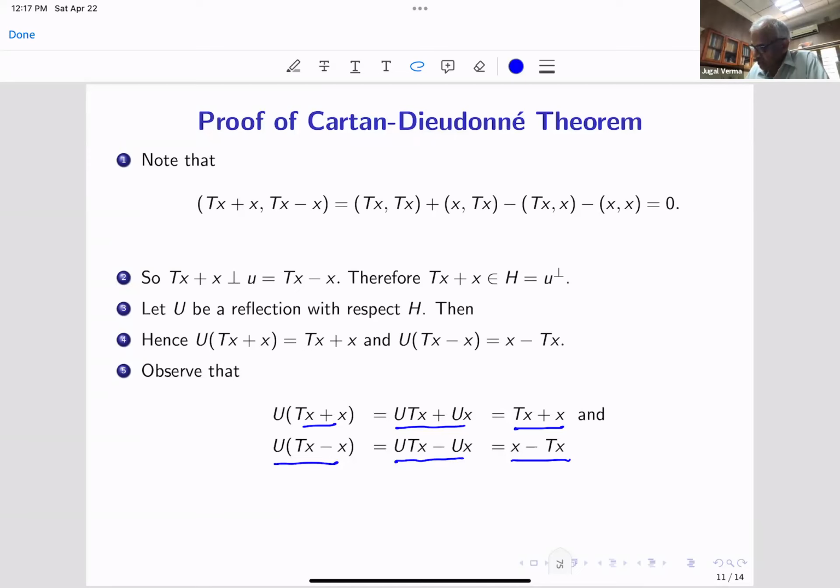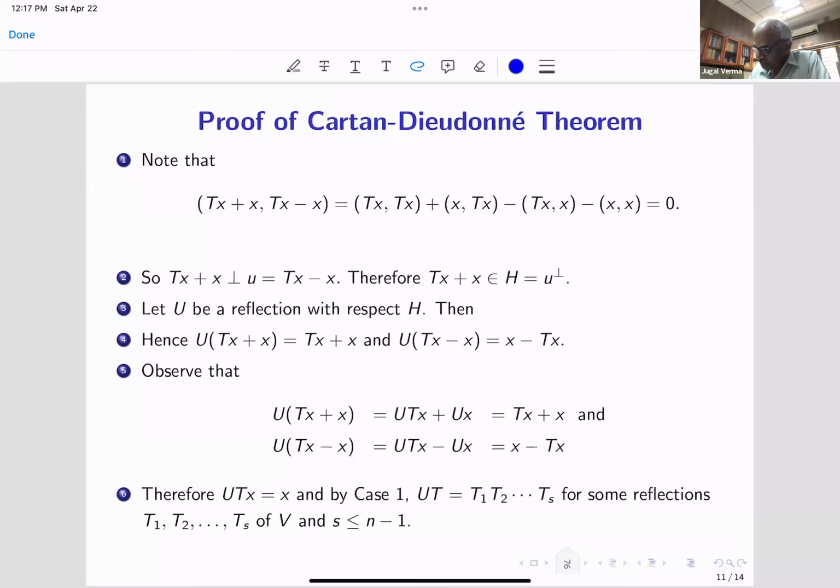So now you look at these two equations and add these two equations. These two cancel, and then Tx cancels, and you get UTx equal to X. So by composing T, which is the original orthogonal transformation, with this reflection U, I have found an eigenvector with eigenvalue 1. But U is a reflection, so it's an orthogonal transformation, and T is an orthogonal transformation. So this composition is an orthogonal transformation, and it has an eigenvector with eigenvalue 1.